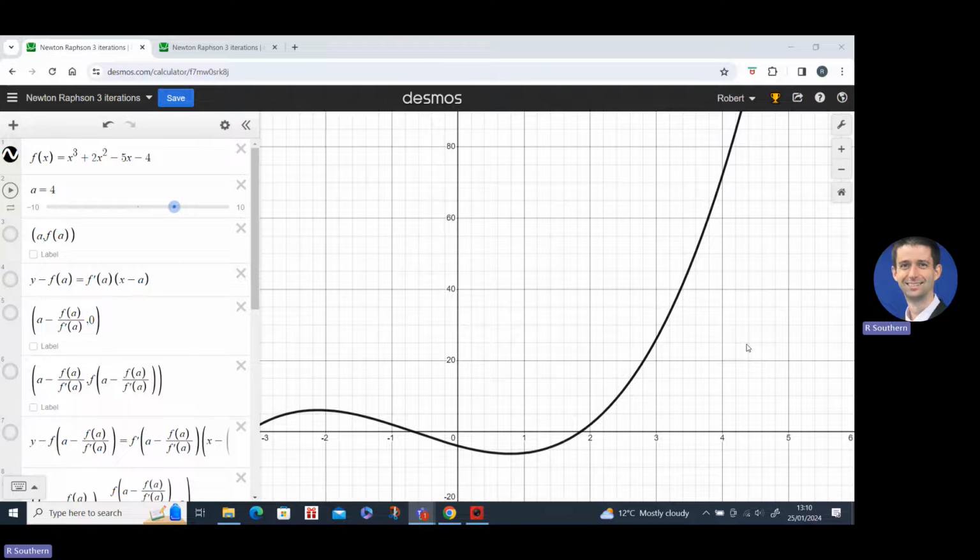This video is about numerical solutions to equations using the Newton Raphson method. So what I'm going to start off by doing is just giving you a visual idea of what Newton Raphson is doing and how it works.